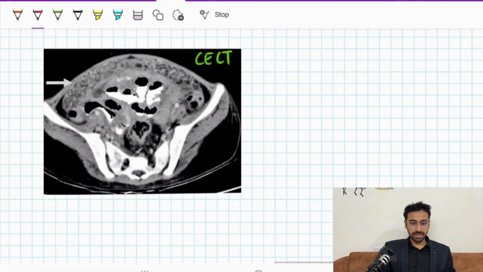This is a CECT example where we can see nodular enhancing thickening of the omentum. It has thickened so much. This was approximately 4 to 5 mm. So this is omental caking in a case of tuberculosis.